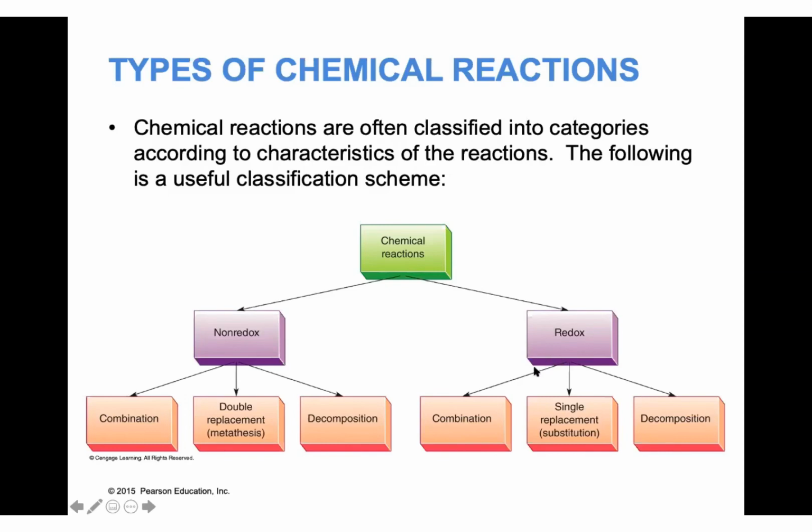Redox reactions also have some subcategories: combination, single replacement or substitution, and decomposition. Also, we have non-redox reactions. In non-redox, we don't have redox, so we do not have transfer of electrons from one element to another element. In them, we also have combination, double displacement, and decomposition reactions.